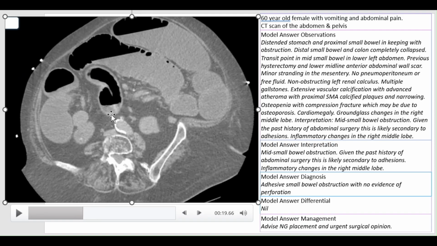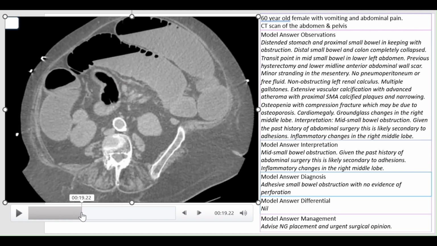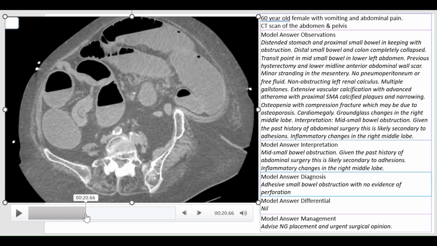Here. So this is a transient. There is a transient point at the mid small bowel loops in the lower abdomen.